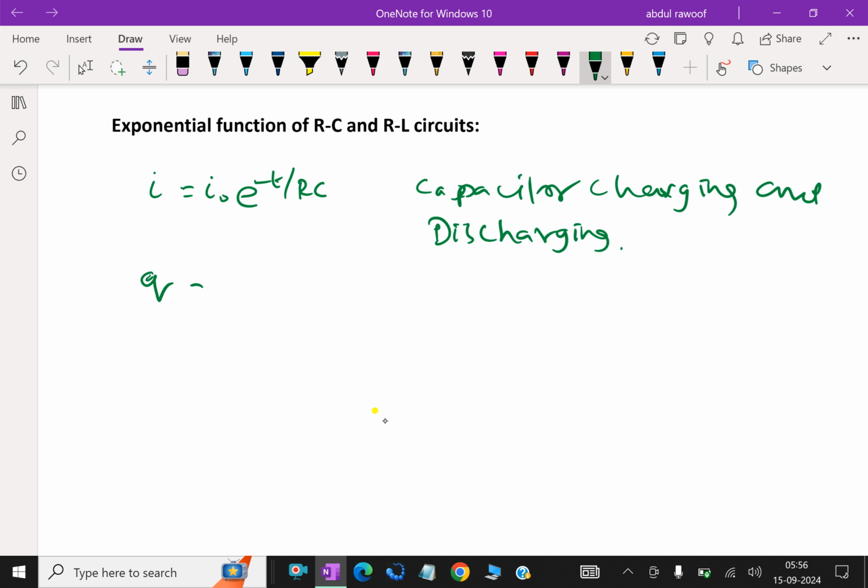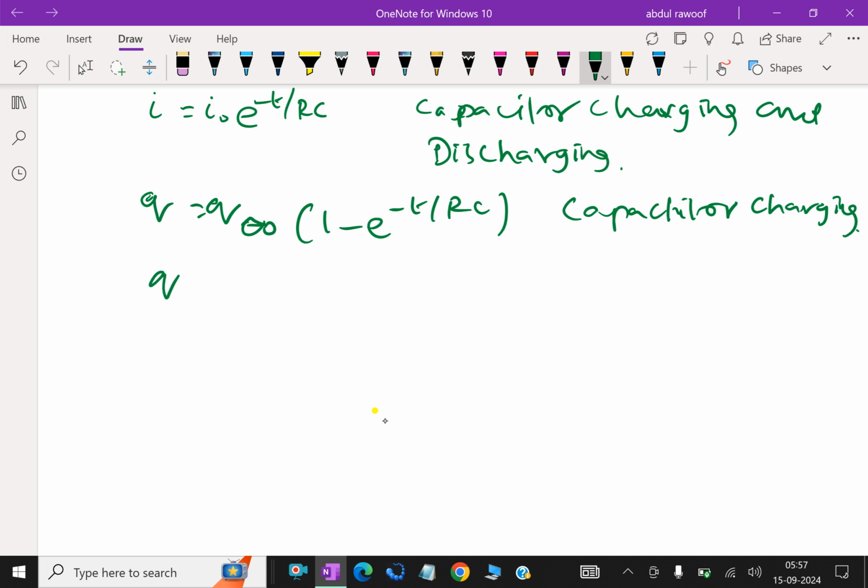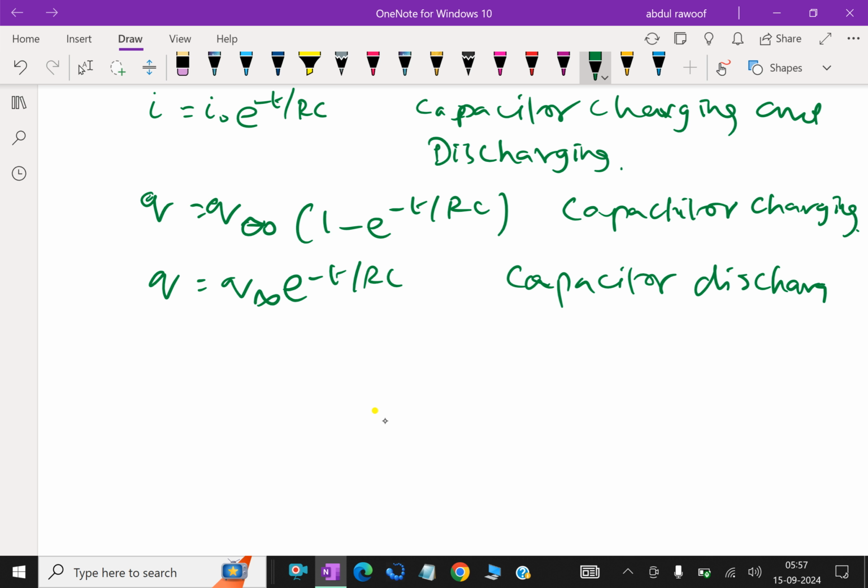Then Q equal Q infinity of 1 minus e power minus t over RC, a capacitor charging. Next is Q equal Q infinity e power minus t over RC, which is capacitor discharging. Here it is capacitor charging and this one is capacitor discharging.